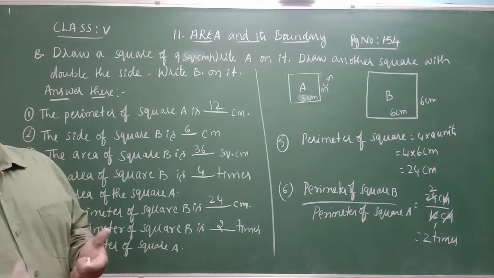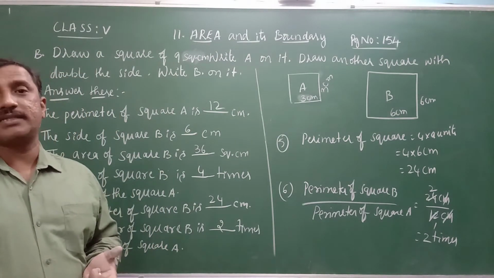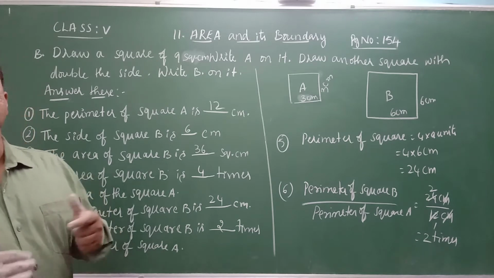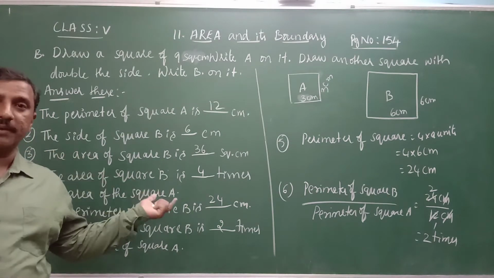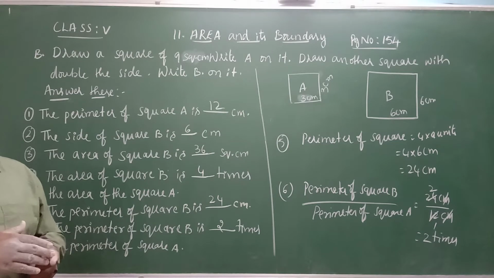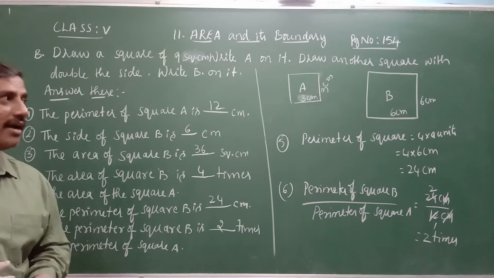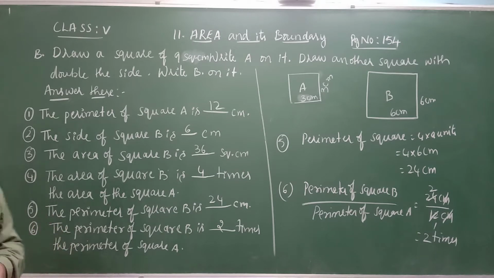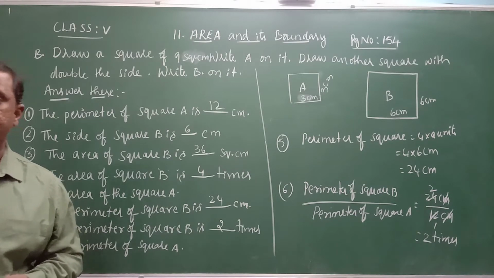Sometimes the side is tripled. Tripled means 3 times. Then what happens to the perimeter and area? How many times will the perimeter be more compared to the first square? Like this we can compare. Is it clear, children?